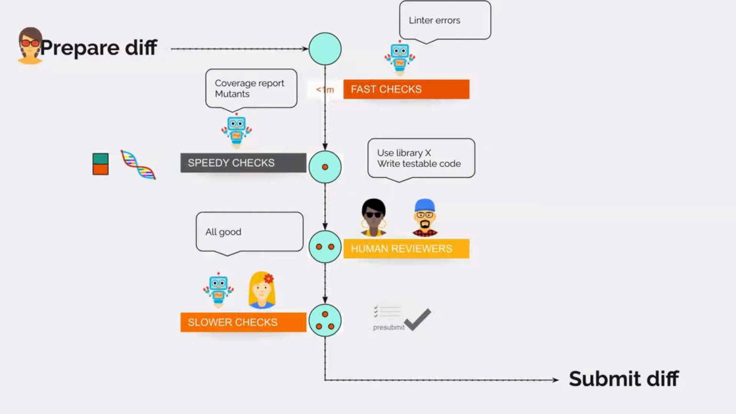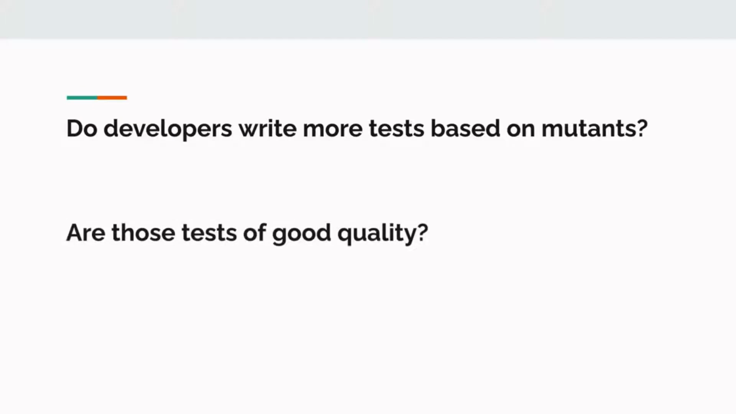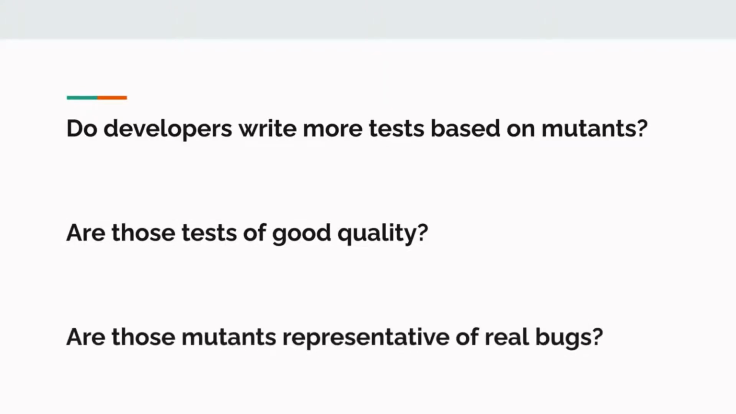As I briefly mentioned earlier, we have been using mutation testing for 6 years, so armed with the experience and the data we have, we can answer the following specific questions. Do developers write more tests based on mutants? Namely, do they use the mutants as test goals? Are those tests of good quality? And finally, are those mutants that we present as test goals representative of real bugs? Because if they're not, there's no sense in writing test cases for them.